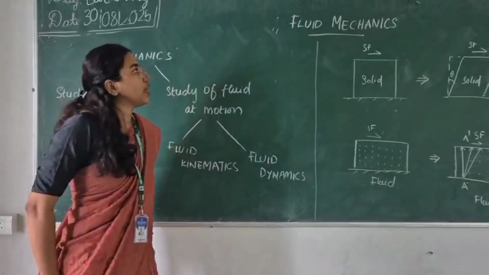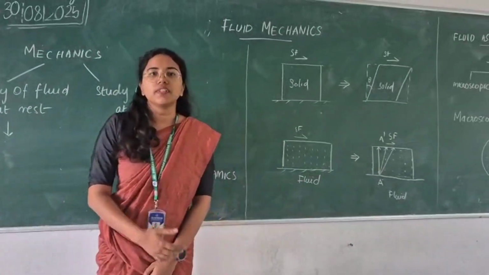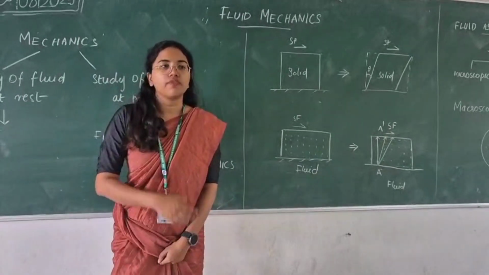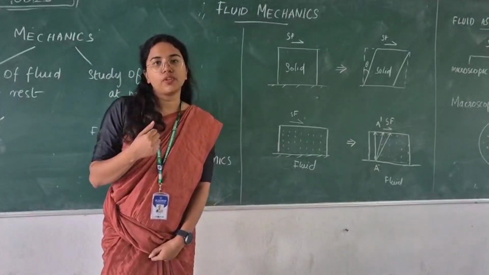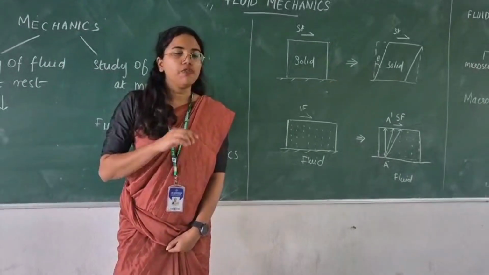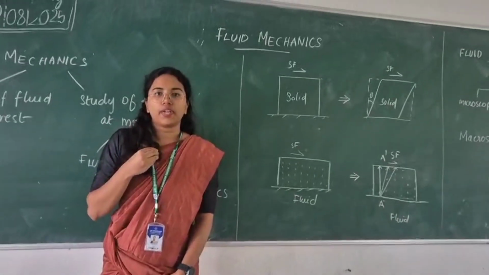Okay. Now, what is a fluid? A fluid is any substance which shows the flow property, or which has the property to flow. So what is the flow property? A fluid comprises both gases and liquids. What is a flow property?